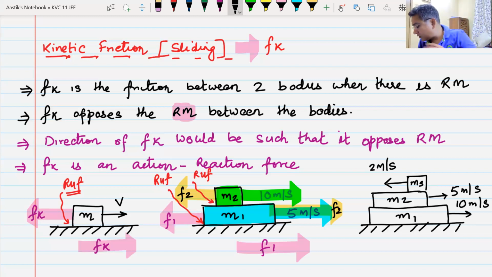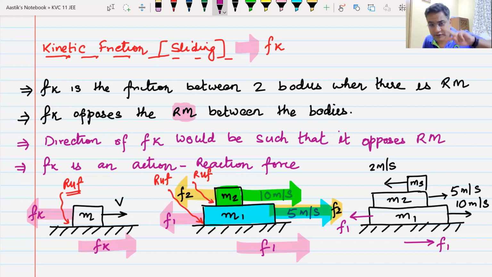So let us now draw the direction of forces, frictional forces on the 3 blocks. Let us start with the lowest block. There is friction between the lowest block and ground. With respect to ground, the lowest block is moving forward. So the frictional force will be backwards on the lowest block and forwards on the ground. That will be F1. We all understand this?